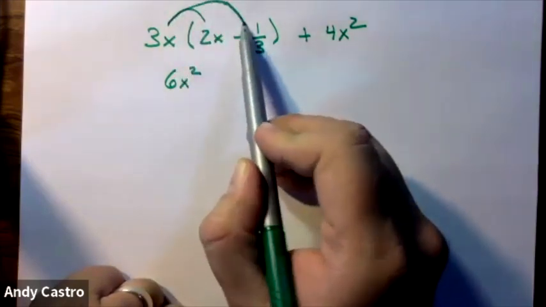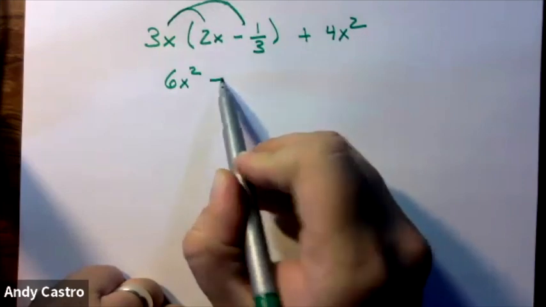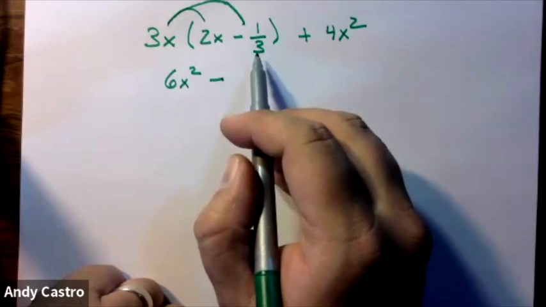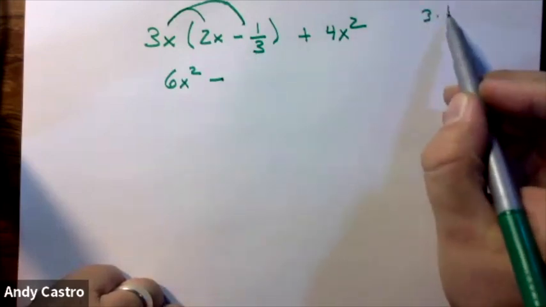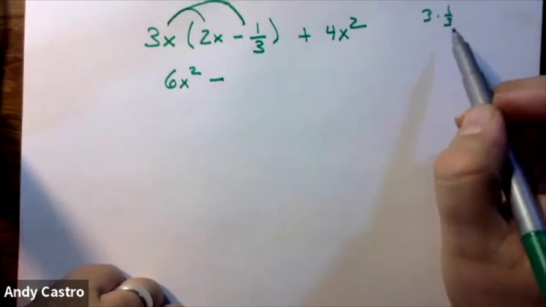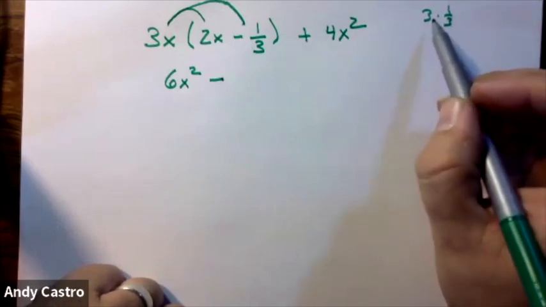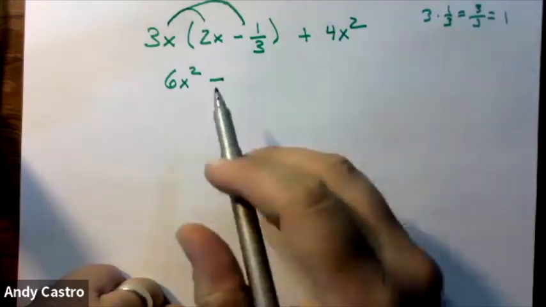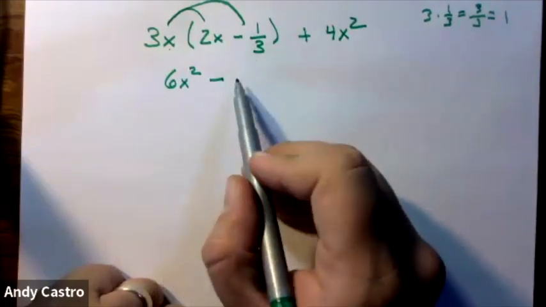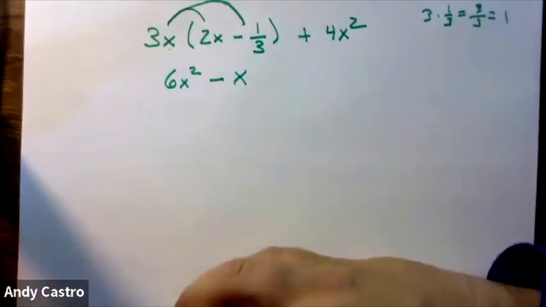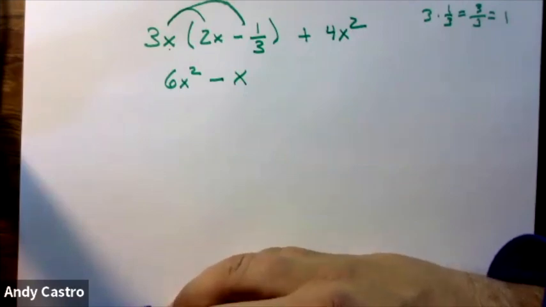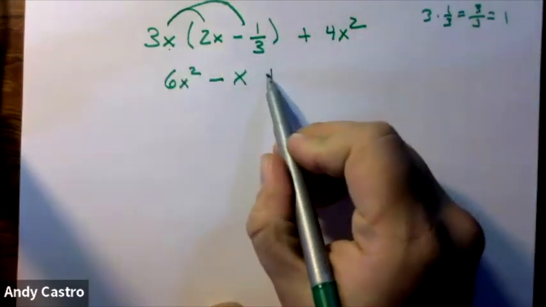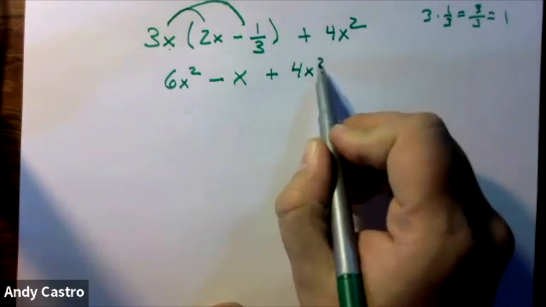Now 3 times negative 1/3 will result in a negative. 3 times 1/3 is just 1. Okay. 3 times a third, right? 1/3 plus 1/3 plus 1/3, that's just 1. Or 3 times 1 over 3 is 3 over 3, which is 1. So negative 1, and then you have that x. And I'm not going to write the 1, because just the x by itself means 1. So those parentheses there are gone now, because we multiplied through, plus 4x squared.